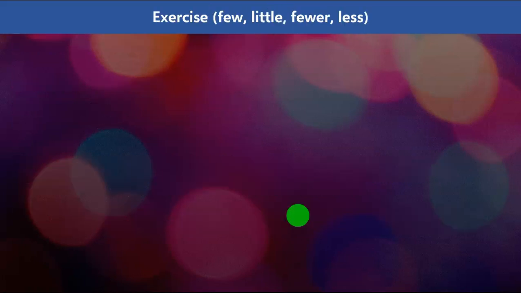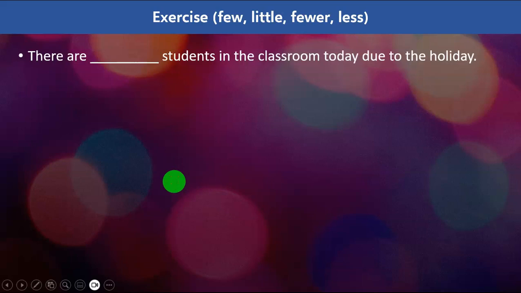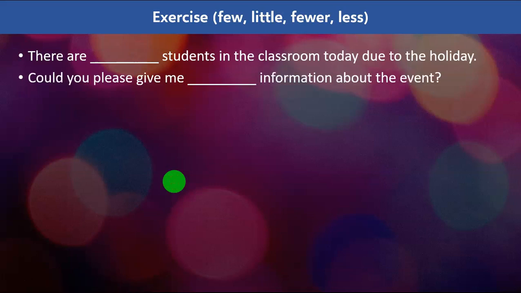Now let's take an exercise which is going to be in the form of fill in the blanks, and you have to choose either few, little, fewer, or less to make it a completely correct statement. Okay, so here are the questions. I'm going to display the questions completely, and then I'm going to give you time to solve them. Number 1, there are dash students in the classroom today due to the holiday. Number 2, could you please give me dash information about the event?